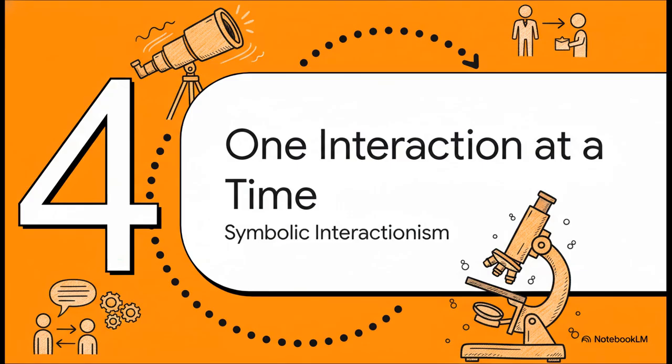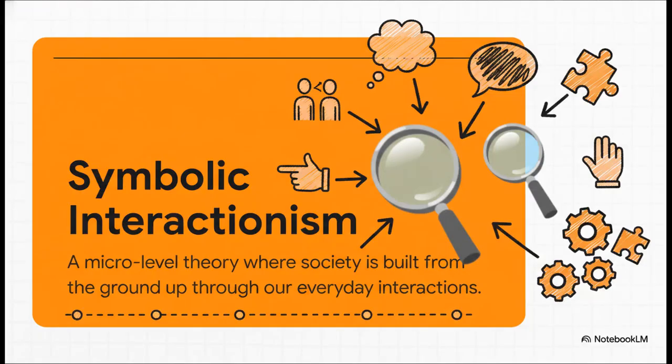But hold on a minute. Is the big picture the whole story? I mean, what about our day-to-day lives? For that, we need to put down the telescope and pick up the microscope. We need to see how society is built, one single interaction at a time. This brings us to symbolic interactionism, a micro-level theory influenced by folks like Max Weber. And man, does this flip our perspective.